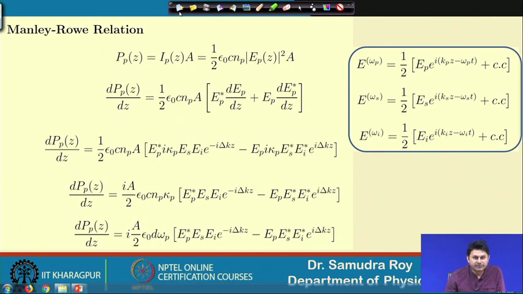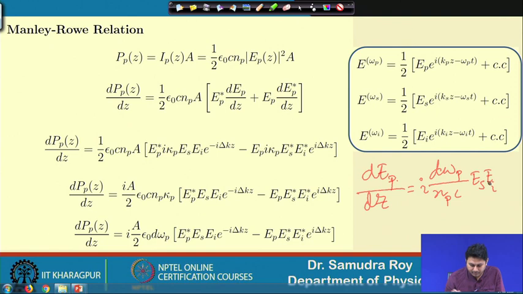Here all the E p, E s and E I terms are there, but in the previous class we have already found dE p by dz, which was I omega p over n p c, times E s E I e to the power of I delta k.